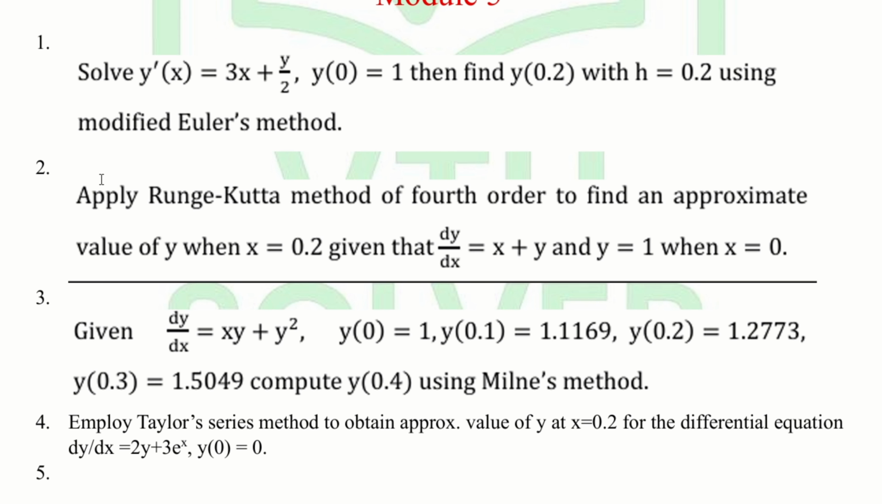And the second question is apply Runge-Kutta method of fourth order to find the approximate value of y when x = 0.2, given that dy/dx = x + y and y = 1 when x = 0.